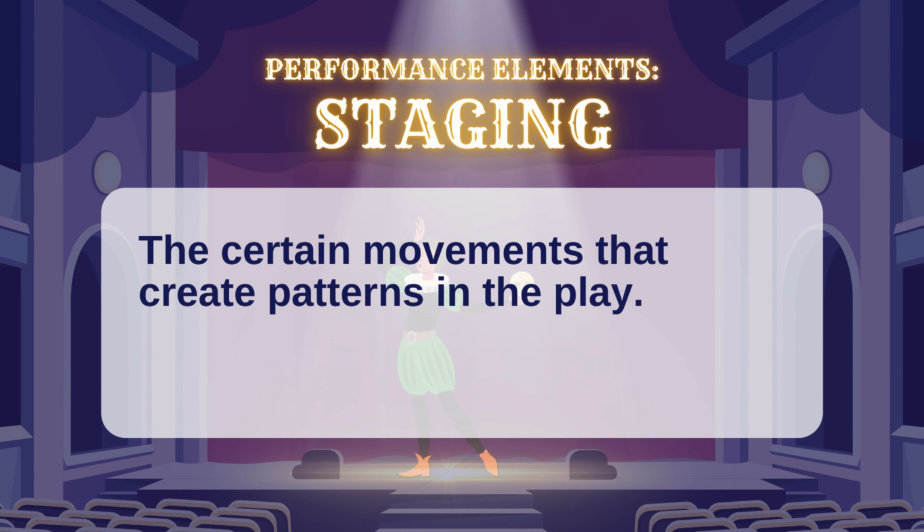Next, we have staging. So staging basically pertains to certain movements that create patterns in the play, in a way enhancing the meanings or the themes of the story. For example, staging could refer to how actors enter or exit the stage and where they do these actions. So to put it simply, staging is basically how actors move on stage, including the entrances, the exits, and placements that ultimately enhance the story.